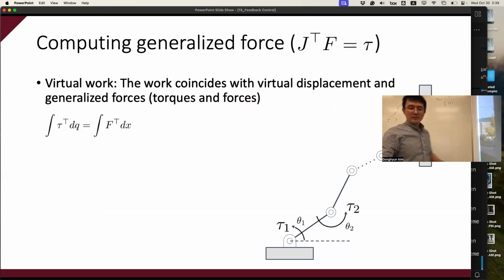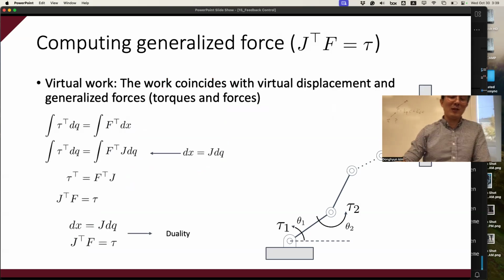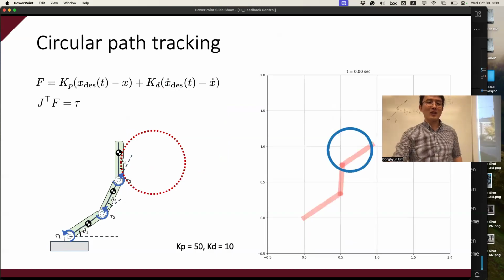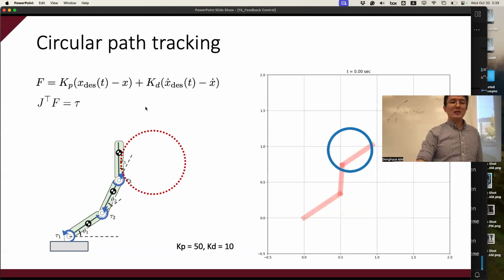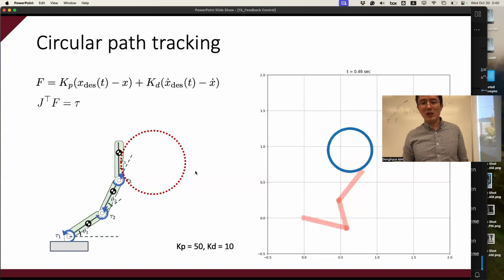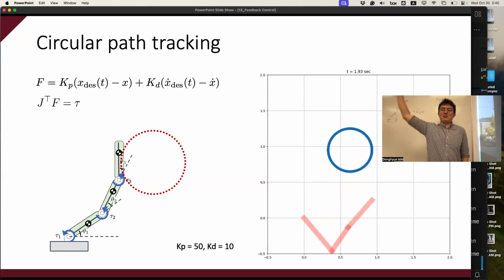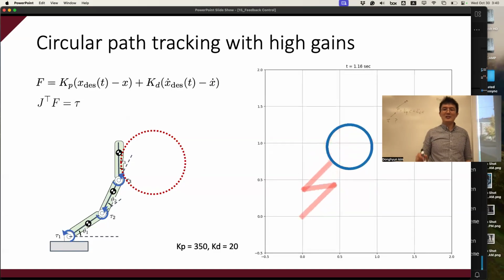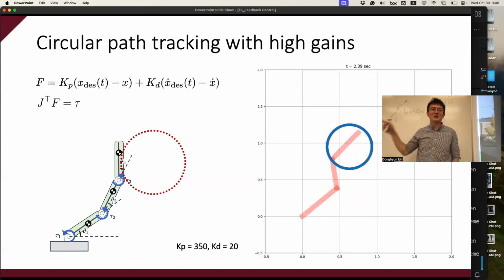Anyway, Jacobian transpose F is going to give us torque. So calculating force in this way, Jacobian transpose gives us tau. Let's say I have a Kp and Kd of 50 and 10. So then let's increase the Kp, and it's doing a bit better, right?